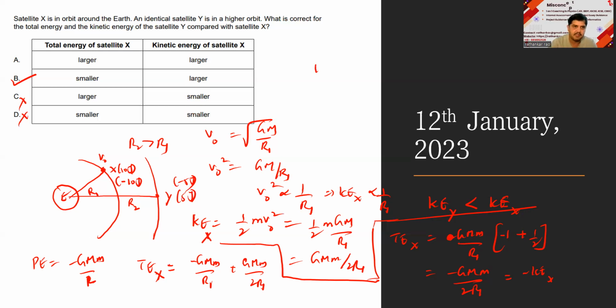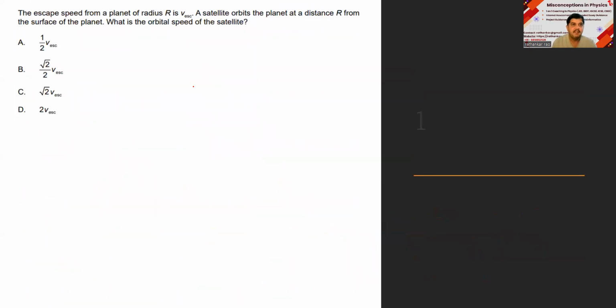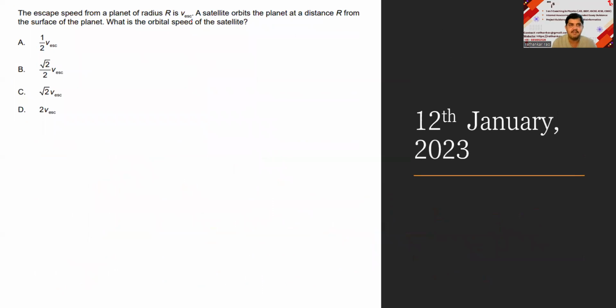Now let me go on to the next one. The escape speed from a planet of radius r is v escape. A satellite orbits the planet at a distance r from the surface of the planet. Now you have a planet of radius r. This is my satellite, which is orbiting like this. So this distance is also r.